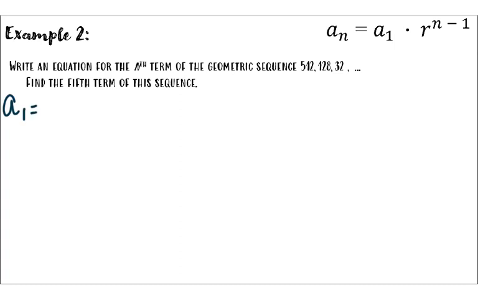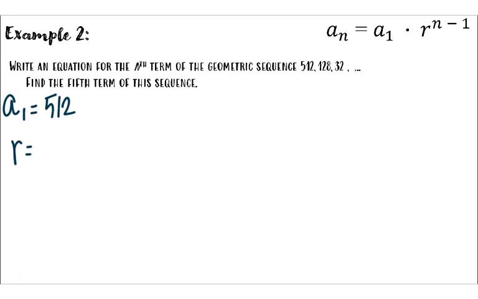So the first number in our sequence is 512. But to get the common ratio this time, we're decreasing. So to go from 512 to 128, looks like we're decreasing by a factor of 1/4.